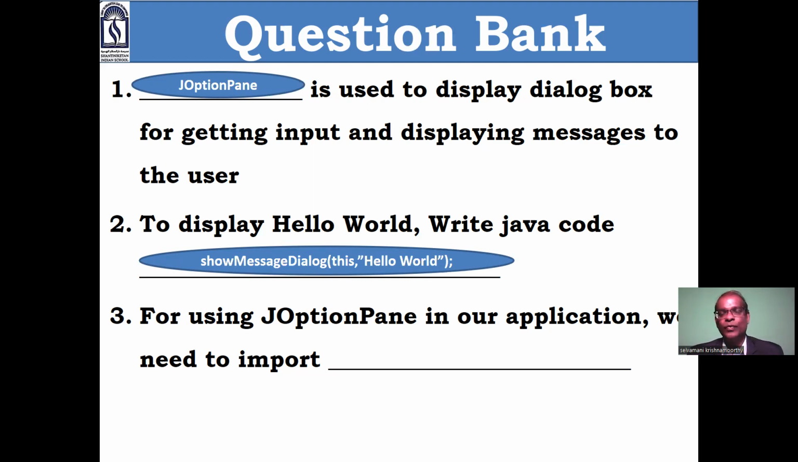Good. Third one: for using JOptionPane in our application, we need to import dash. That also we studied. Try it once again. What do we need to import? Yeah, you are right: javax.swing.JOptionPane. That's all.